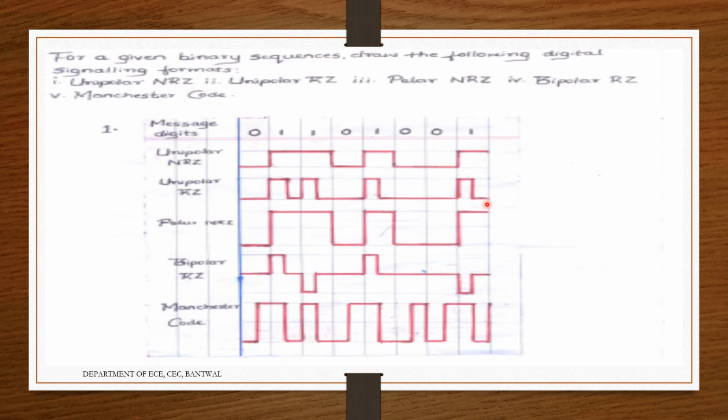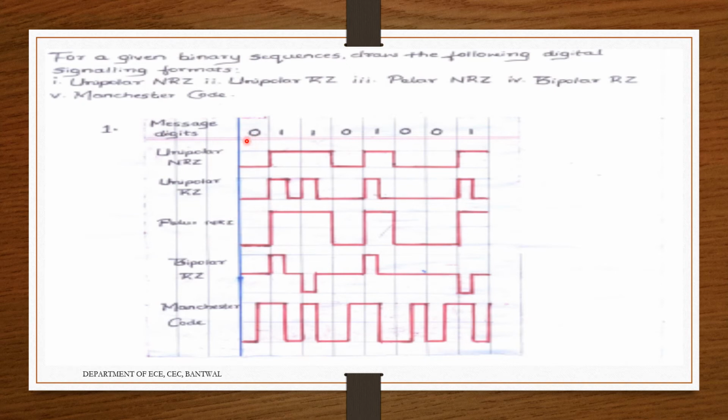So now, next is polar NRZ. Polar NRZ will have either a value of +1 or -1. I have not notated it here, so you need to make a note of it. Here it is 0 and it is 1. Here also 0 and 1. Here 0, this line, will become -1 and the 1 will become +1 here.